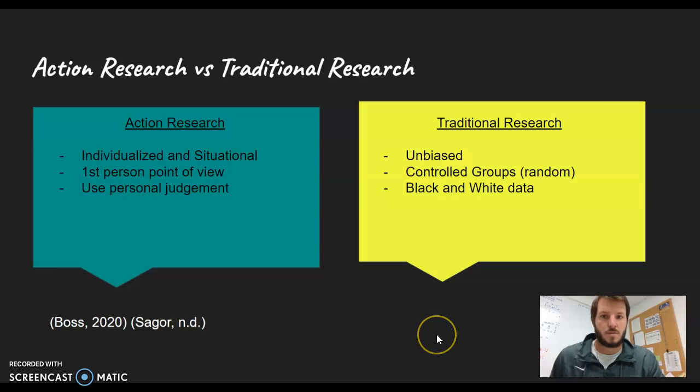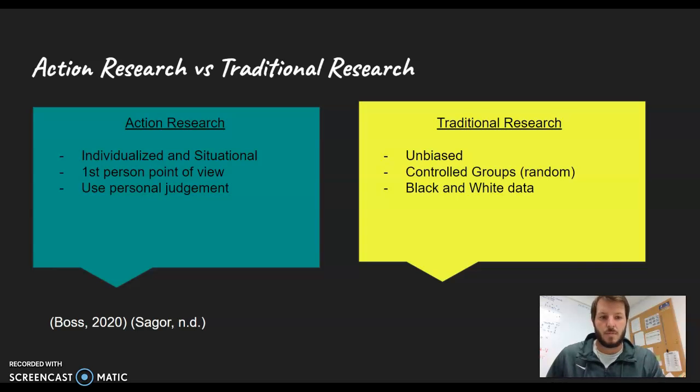On this slide, we're going to talk about action research versus traditional research and kind of how they're different from each other. Action research is individualized and situational. You're finding out what works best for your class. All students are different, and what works for one class might not work for another class or be as efficient. Action research allows a first-person point of view. With you being part of the research, you aren't just looking at data and numbers, you are a part of it and able to identify some barriers and different things that may cause that data to look that way. And allows you to use some personal judgment.